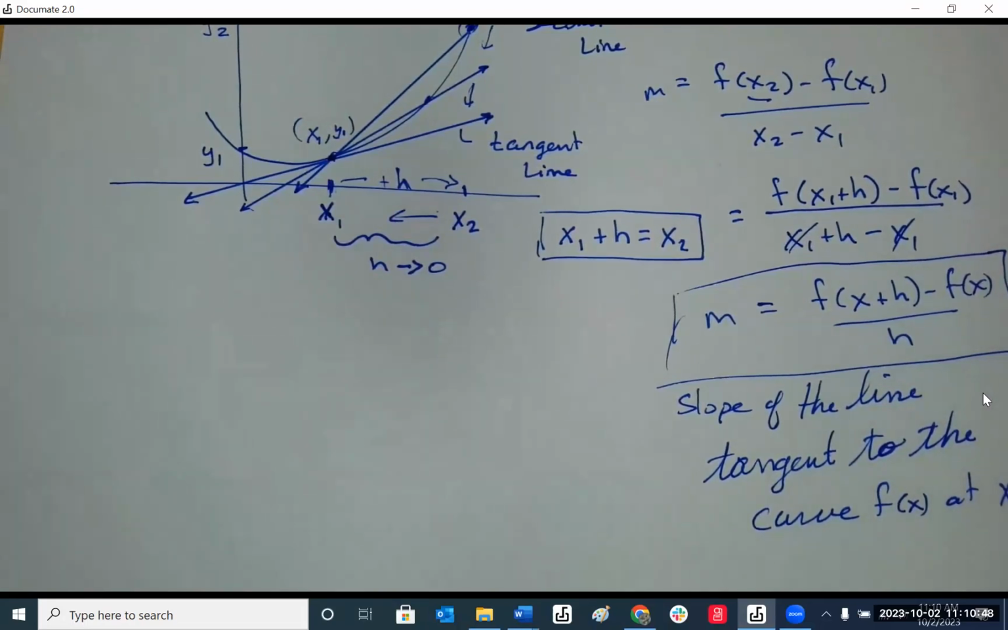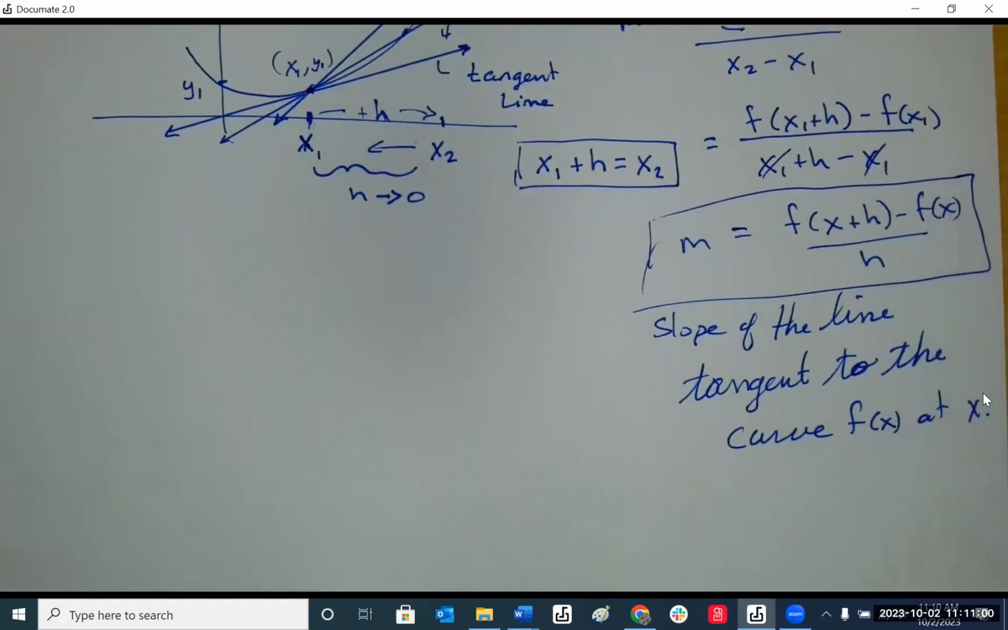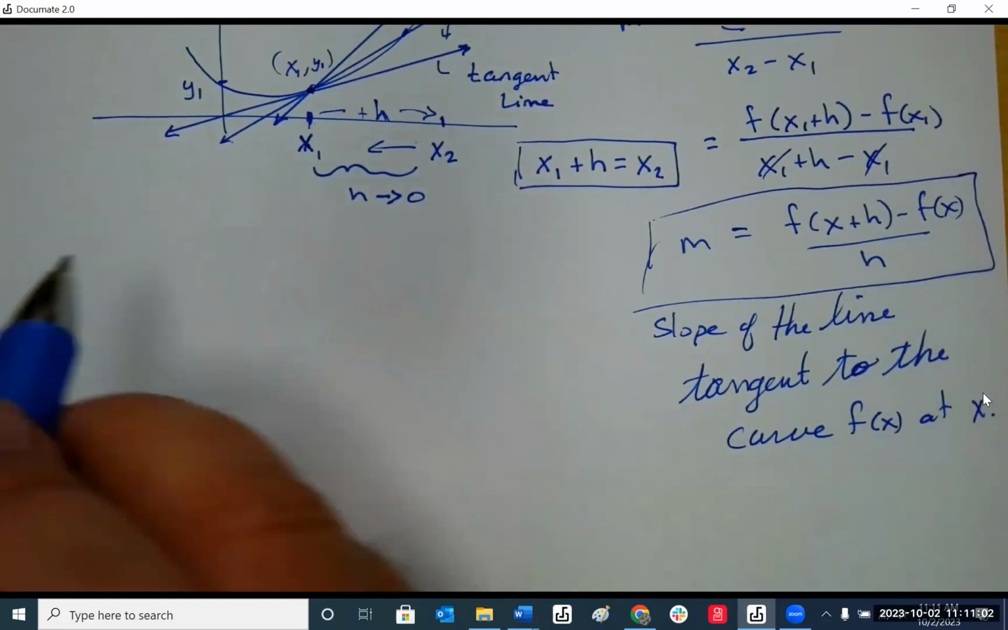So that's what we're trying to find. We're trying to find the slope of the line tangent to the curve. Because once we find the slope of the line tangent to the curve, we can find the equation of the line. So the definition.